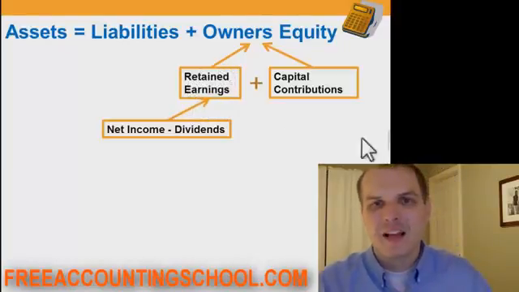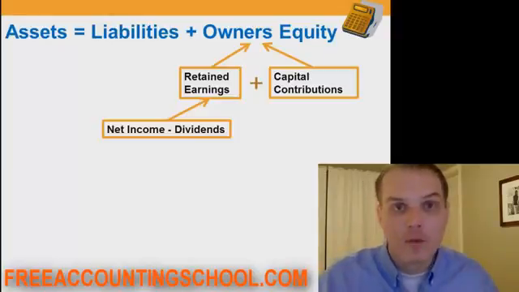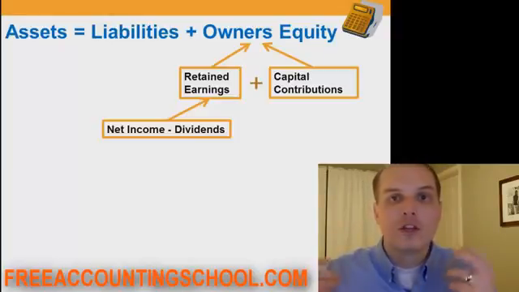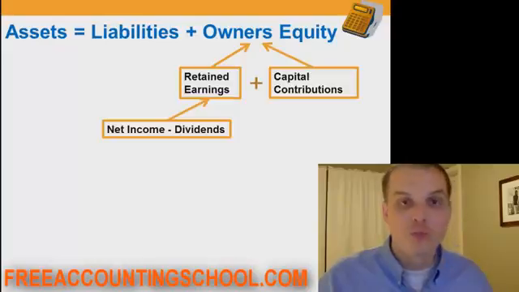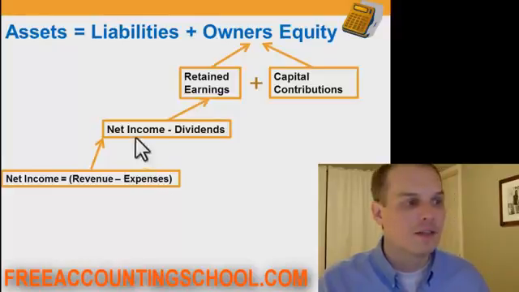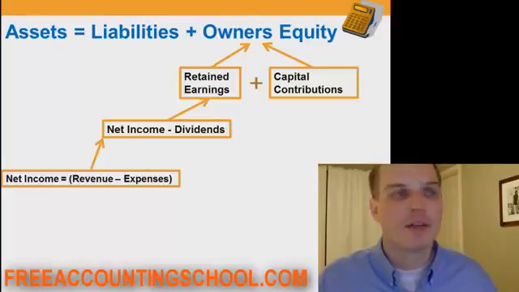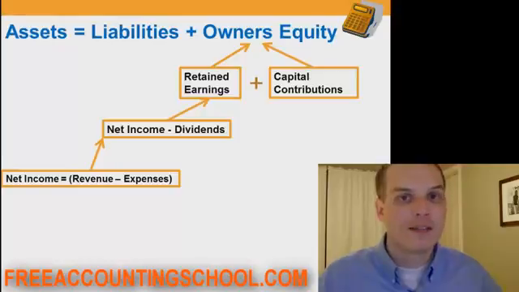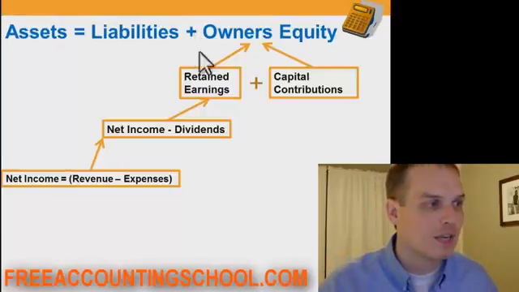Okay? And how do we know how much income the business really has? Well, the way that you know is by looking at the revenue and expense accounts. All the revenue accounts minus the expense accounts tells us how much the net income amount is. And the net income amount minus the dividends tells us how much retained earnings we have.